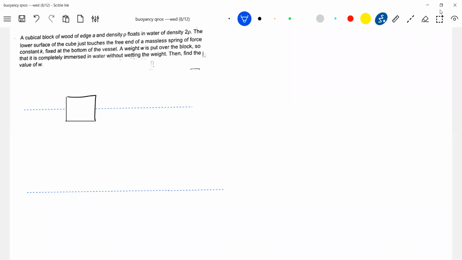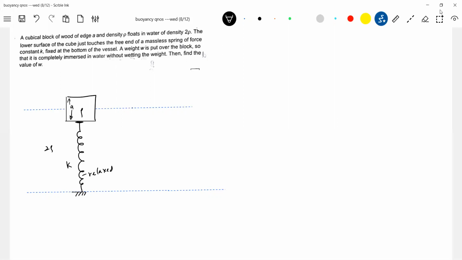It just touches the free end of the spring. So what is the spring? Relaxed. Edge A is given, so A by 2 will be immersed. This is density rho, this is 2 rho.